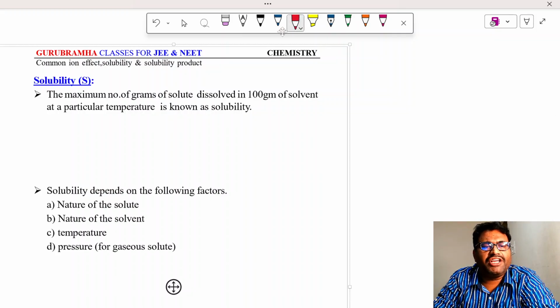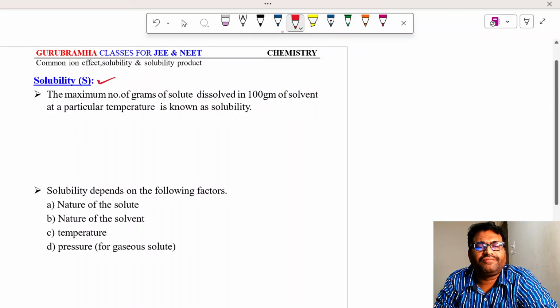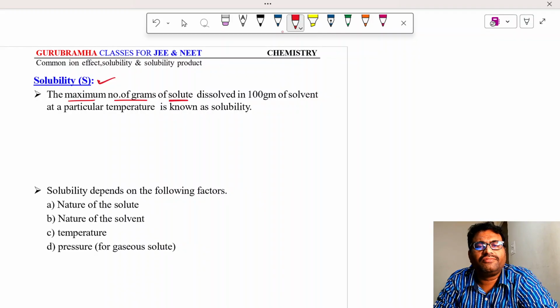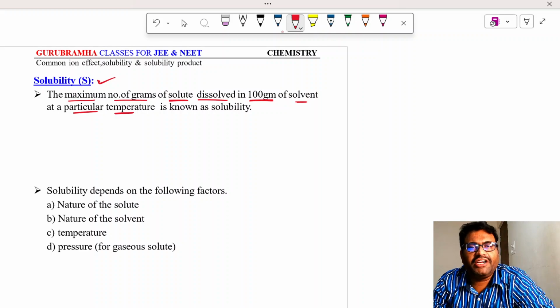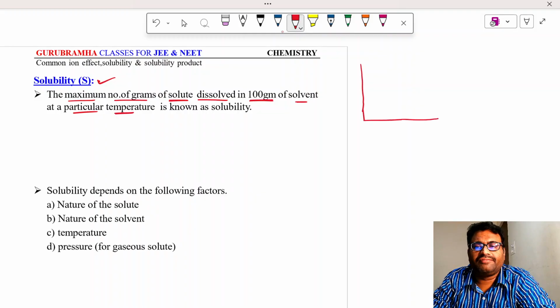So here we are seeing solubility. What is meant by solubility? Let us see. The maximum number of grams of solute dissolved in 100 grams of the solvent at a particular temperature. The solubility depends upon the factor temperature. When the temperature changes, solubility changes. Right? Let us understand this.